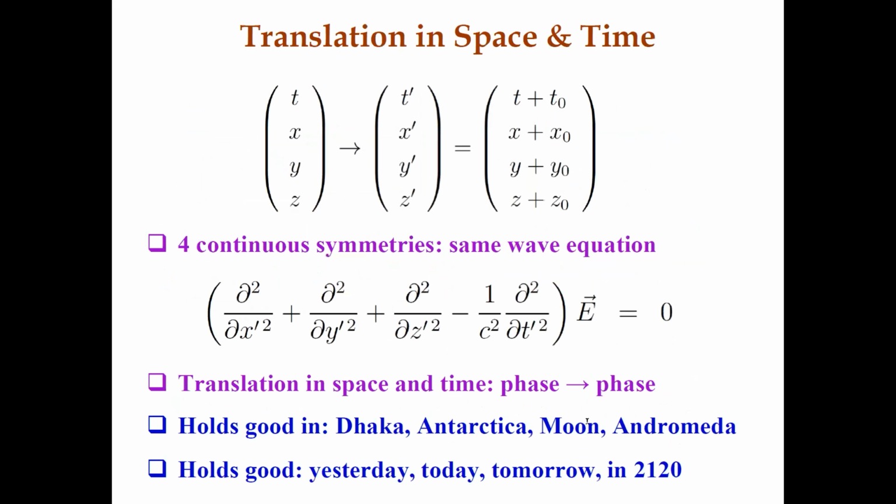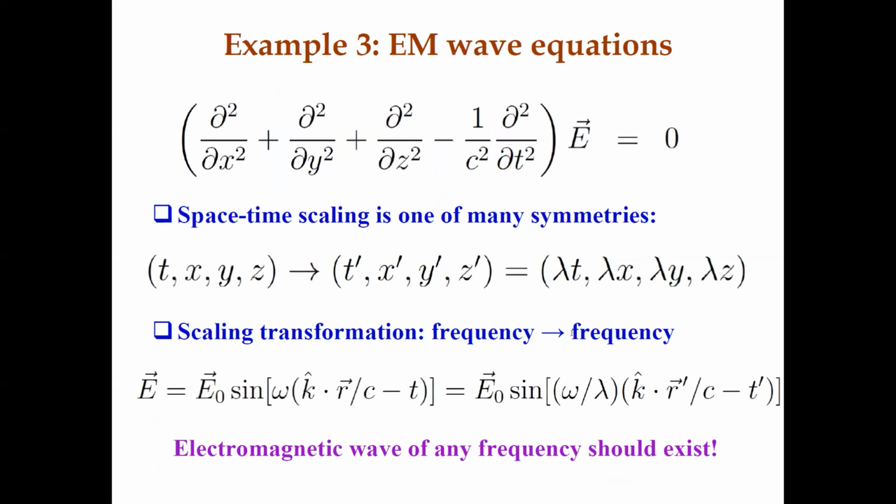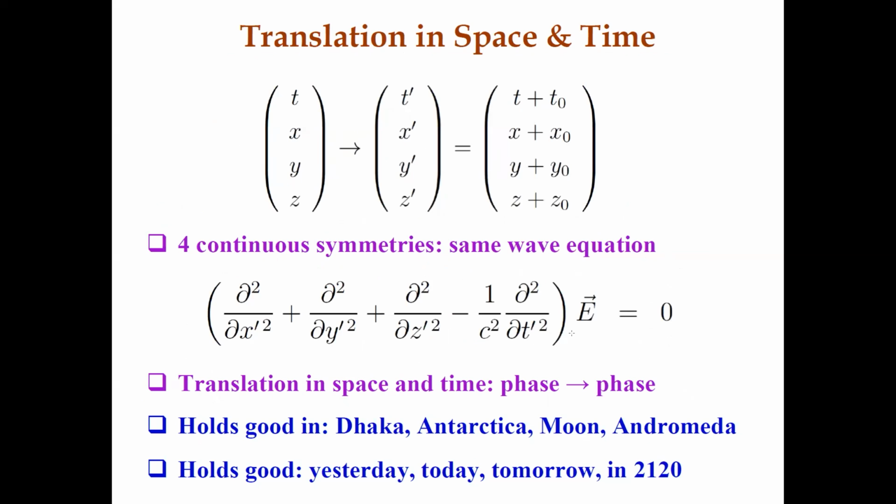Okay, thank you. Now let's talk about translation in space and time. So you can shift time by a constant t naught and x, y, z by constants x naught, y naught, z naught. Let's take once again the electromagnetic wave equation. If you take that electromagnetic wave equation here I wrote, you see it does not change the form by a translation in space and time, because x just goes to x prime, y goes to y prime, z goes to z prime, so on and so forth. Because if you make a constant shift, you see that the differential operators don't change, right? Because it's a constant change.